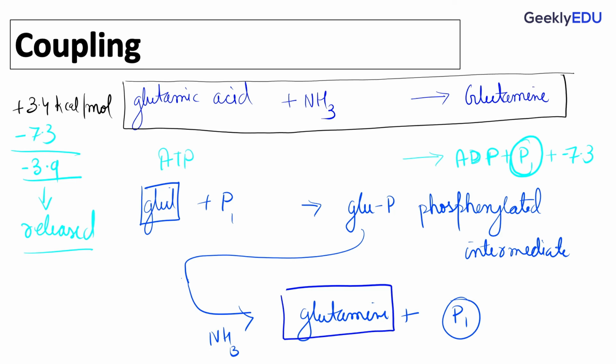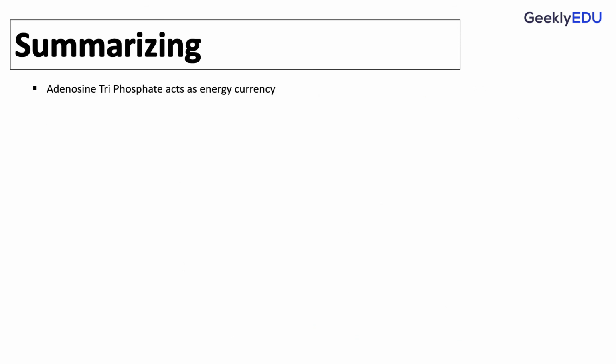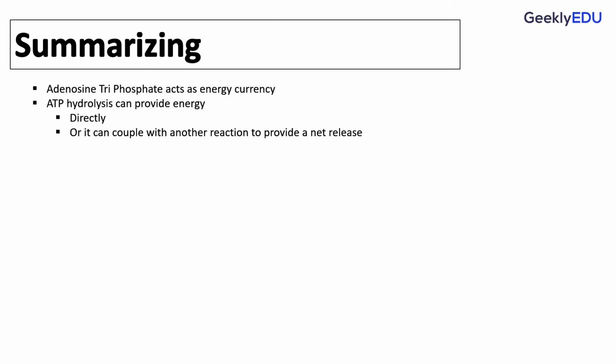So let's summarize. Adenosine triphosphate can act as energy currency because of the hydrolysis reaction. You can use the hydrolysis in two ways: directly, like by causing a conformational change, or by coupling it with another reaction. Thank you. I hope this was able to help you understand this process.